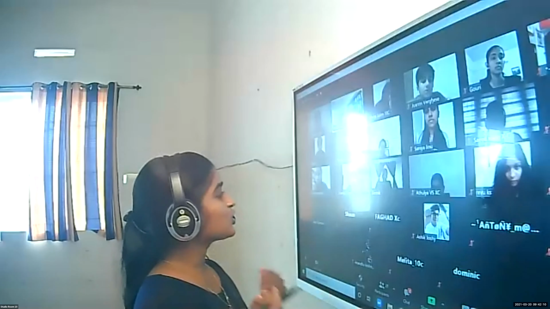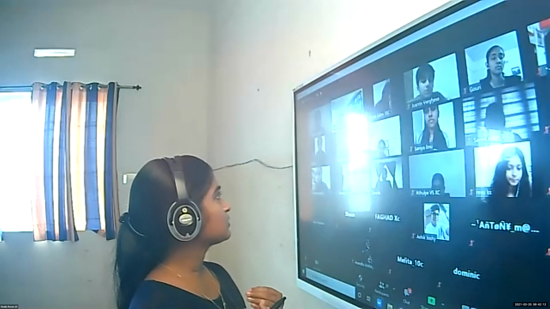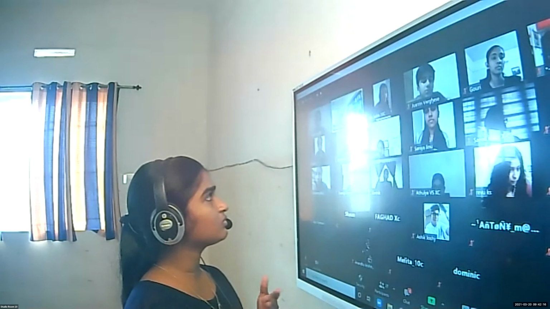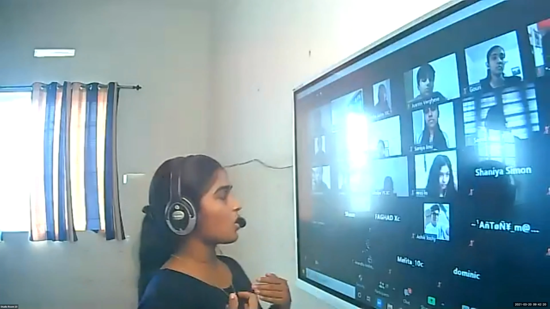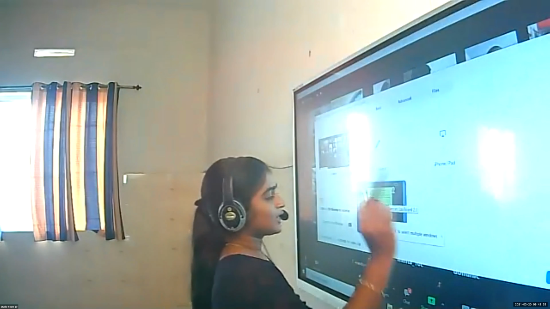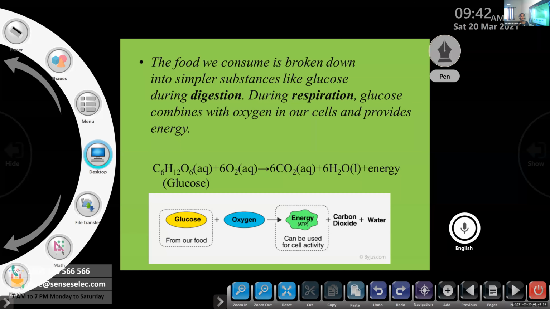And during respiration, what happens? It combines with oxygen. Yes, we take in oxygen, right? So this glucose combines with oxygen and releases energy. Here this energy is released. That's why this respiration process is known as an exothermic reaction.